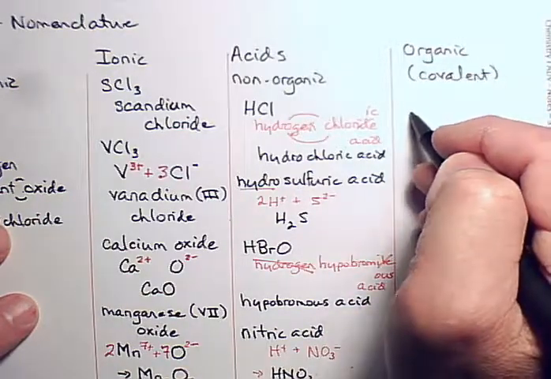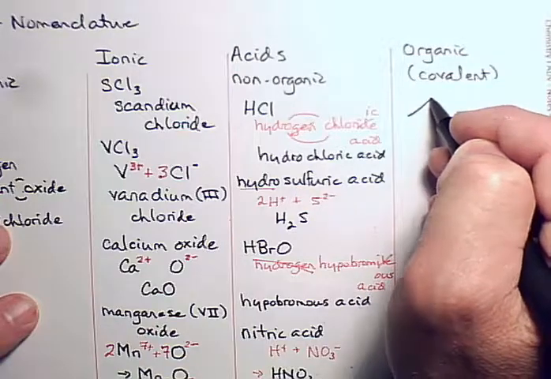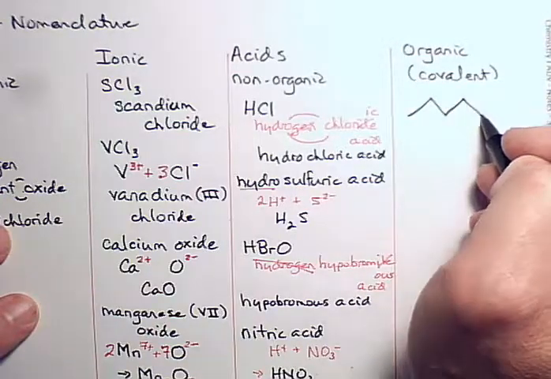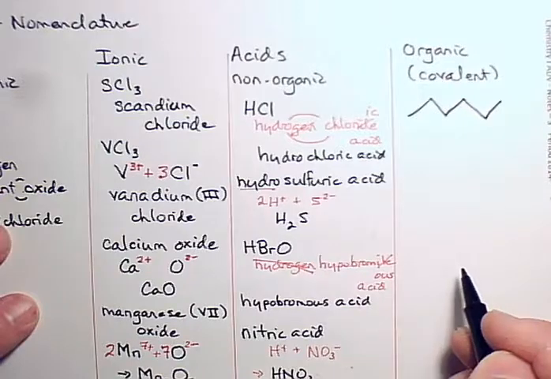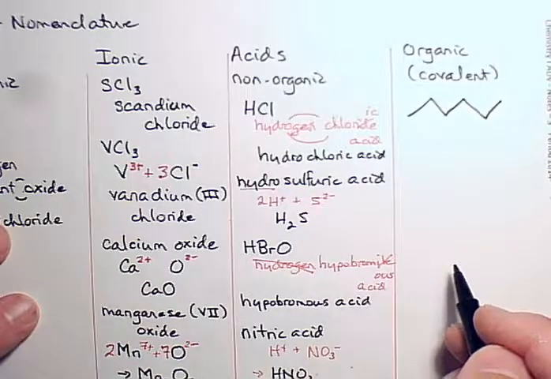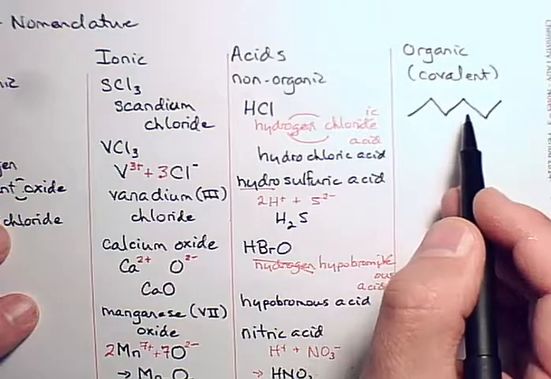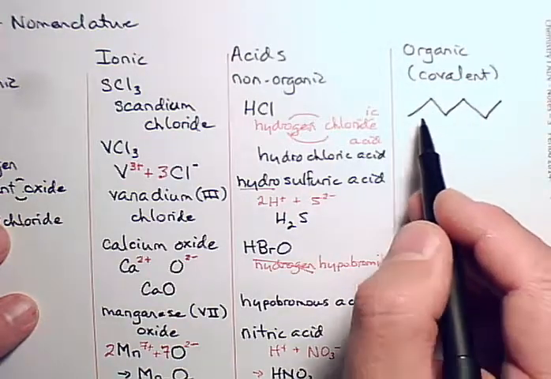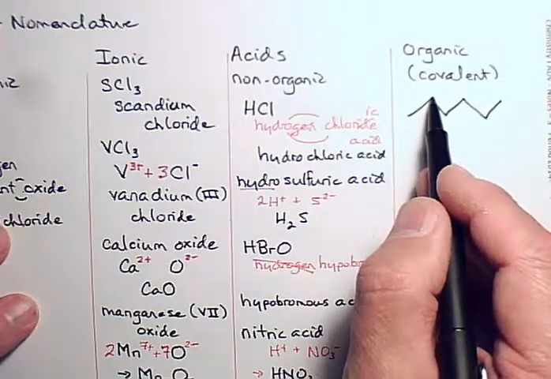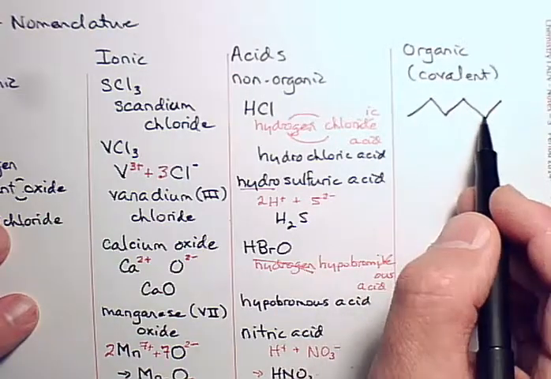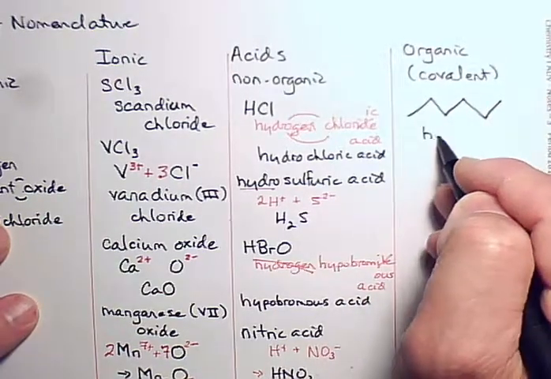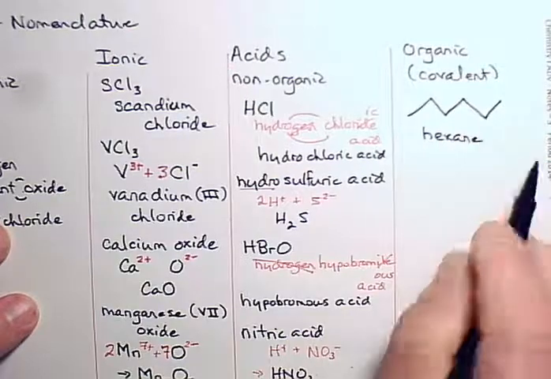So if I have a carbon chain 6 carbons long, there are no double bonds and no triple bonds, so this must be meth, eth, prop, but, pent, hex. This is hexane.